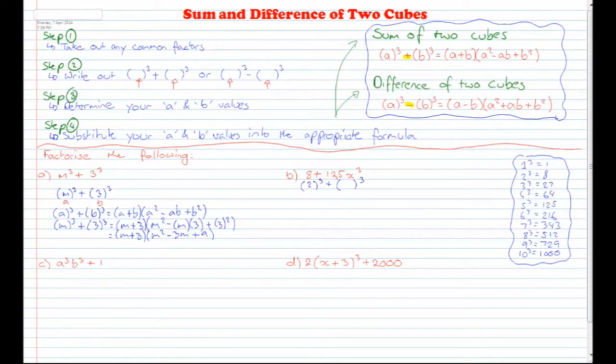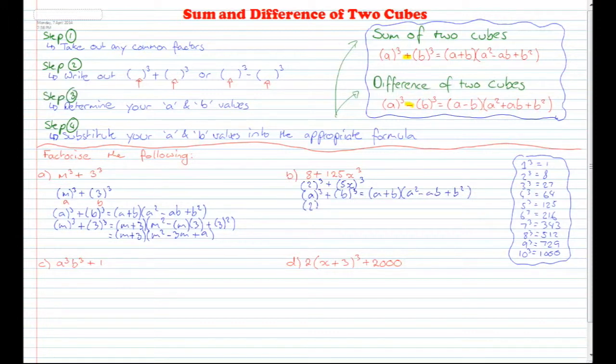And what cubed will get us 125? Well, that's going to be 5. And what cubed will get us x cubed? Well, that's going to be x. So 5x cubed will get us 125x cubed. Excellent. Now what we can do is go through and write out our formula once again. So that is a cubed plus b cubed is equal to brackets a plus b, a squared minus ab plus b squared. Go through now and substitute in.